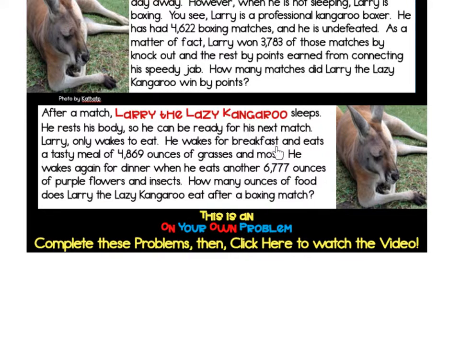He wakes for breakfast and eats a tasty meal of 4,869 ounces of grass and moss. Yummy. Hey, he wakes again for dinner when he eats another 6,777 ounces of purple flowers and insects. Okay, anyway, how many ounces of food does Larry the Lazy Kangaroo eat after a boxing match?